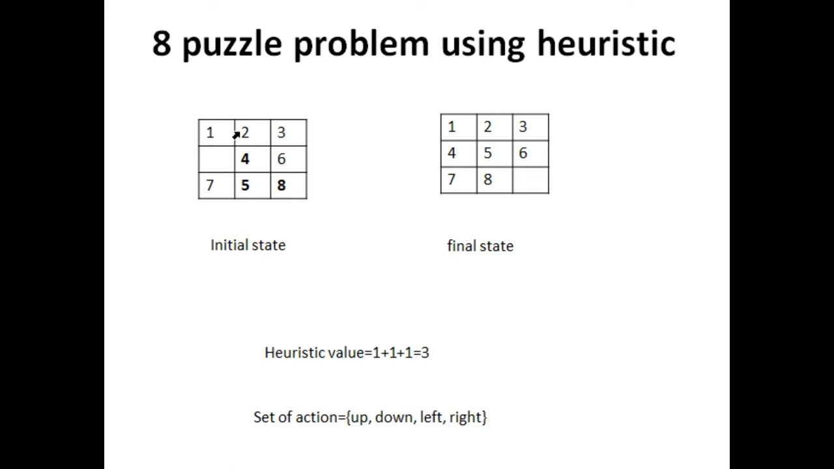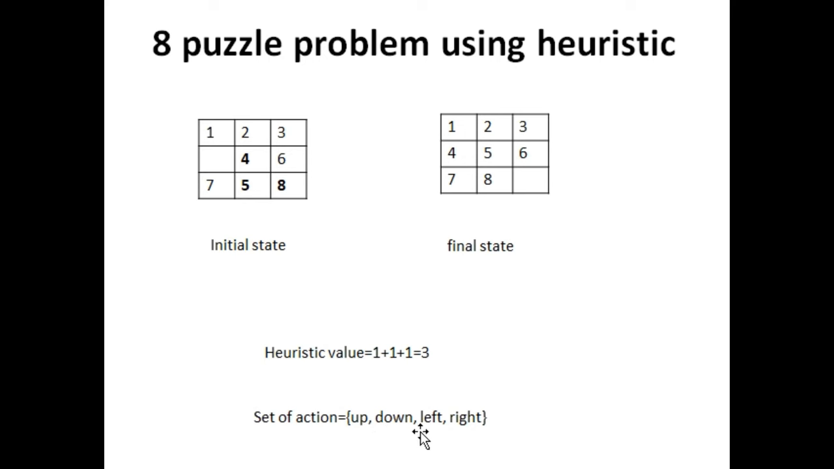So just look at this arrangement, and in the same way, the final state is 1, 2, 3, 4, 5, 6, 7, 8. So this is our final state. Initial state, final state. What is the set of action? We can move this empty box in upward direction, in the same way down, left, and right.